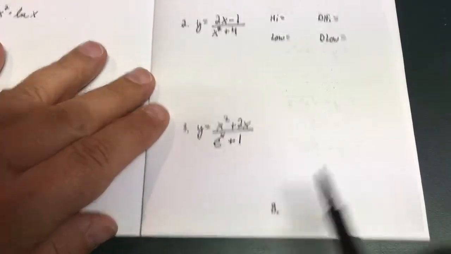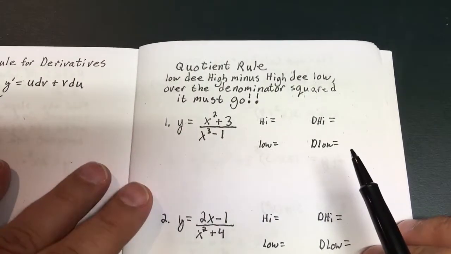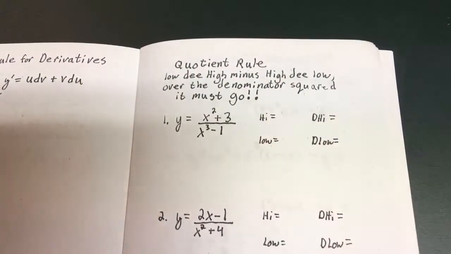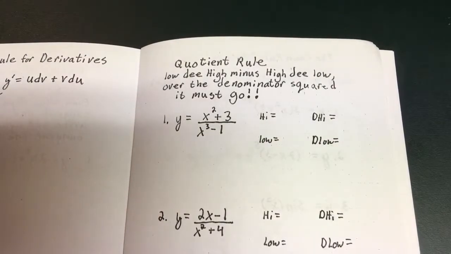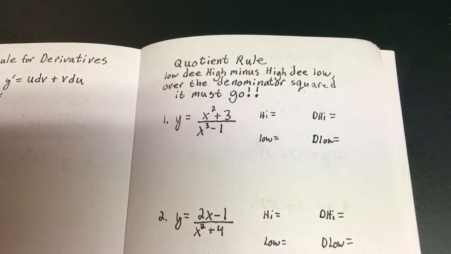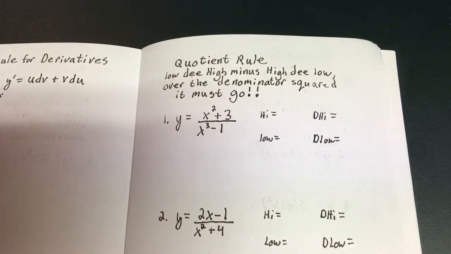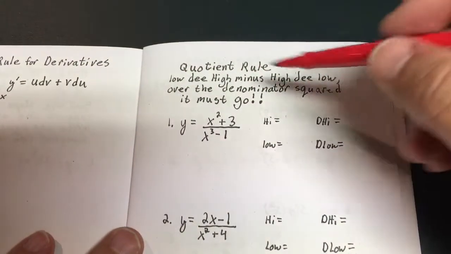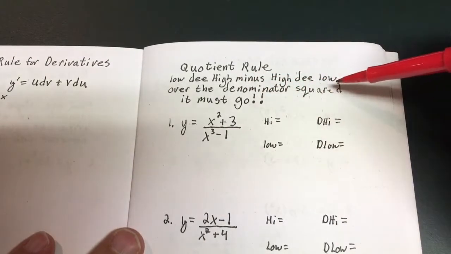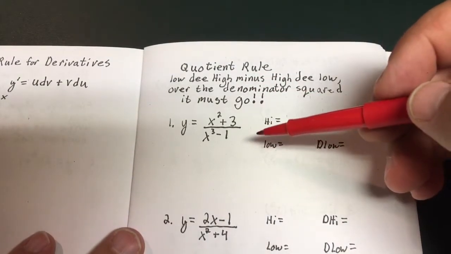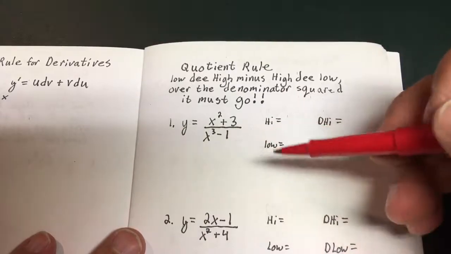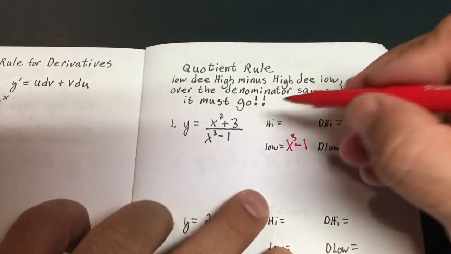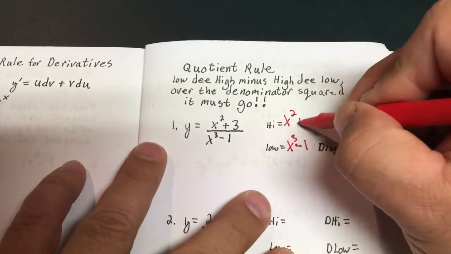We're on page 8, and what we're going to do here is something called the quotient rule. The quotient rule happens when you have a fraction. That's the quotient. So we have this cute little saying, low d high minus high d low over the denominator squared, it must go. So I'm going to designate x cubed minus 1 as low, and the high is going to be x squared plus 3.